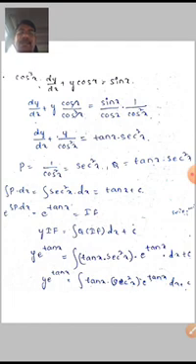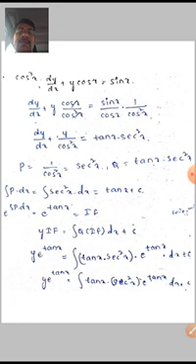Integration of p dx is equal to integration of secant square x dx, which is tan x. Here integration of p dx is tan x, so e power tan x is the integrating factor. The solution is y into integrating factor is equal to integration of q into integrating factor dx plus c. That is y into e power tan x is equal to integration of tan x into secant square x into e power tan x dx plus c.